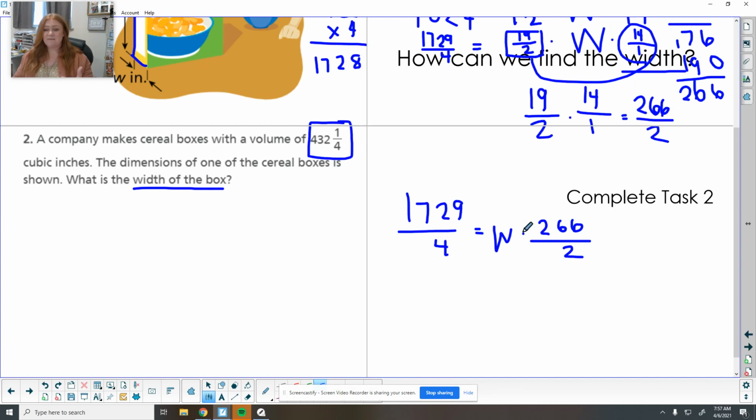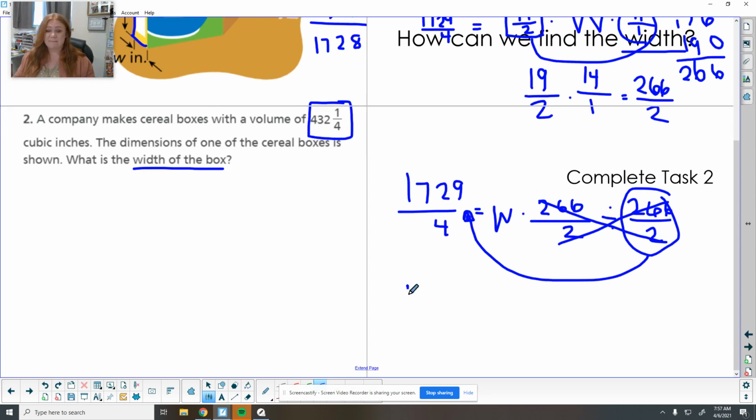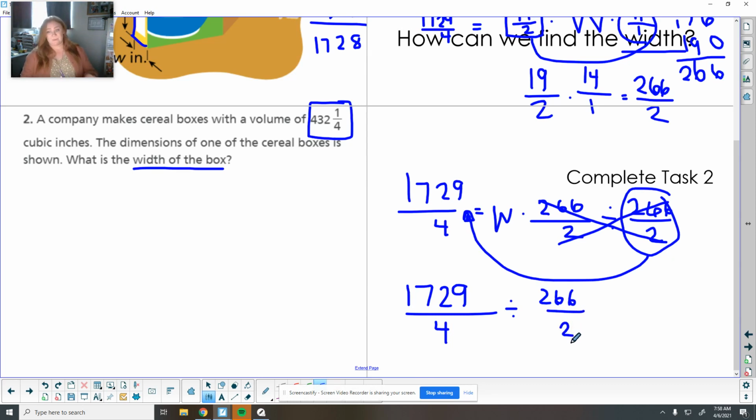So the opposite of times is to divide. So we're going to divide by 266 over 2, which cancels this out to a 1. And now we have to do this to the other side. We've got to put it back behind. This is what we have. This is what we're dividing by. So 1729 over 4 divided by 266 over 2.